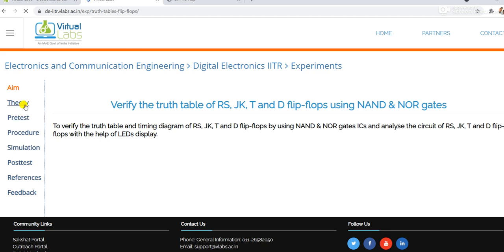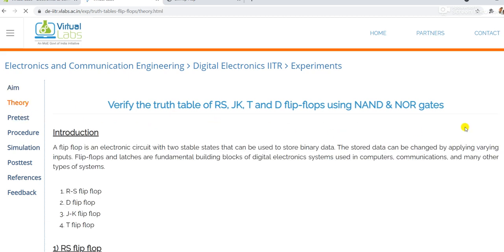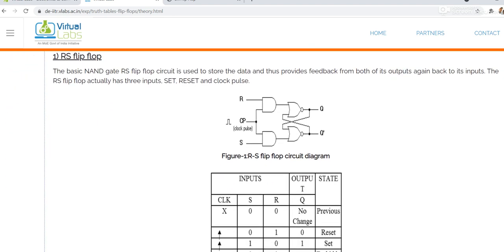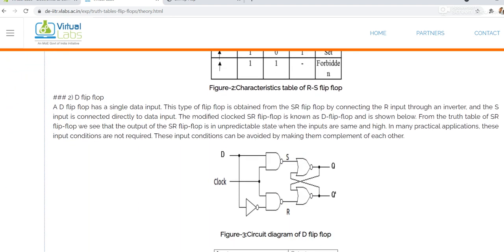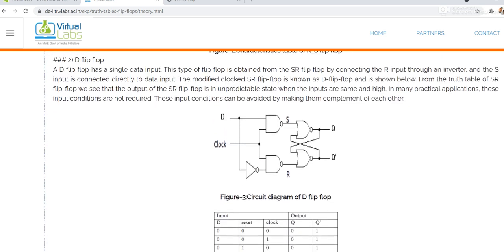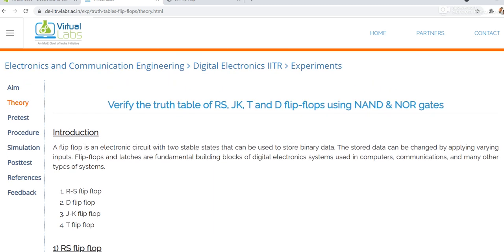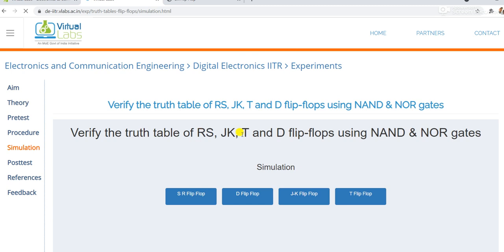This is the theory portion. You can read the working of RS flip-flop, the characteristic table, and the working of D flip-flop, T flip-flop and JK flip-flop. Let's move on to the simulation part. Click on SR flip-flop. The remaining flip-flops we will discuss in our next labs.